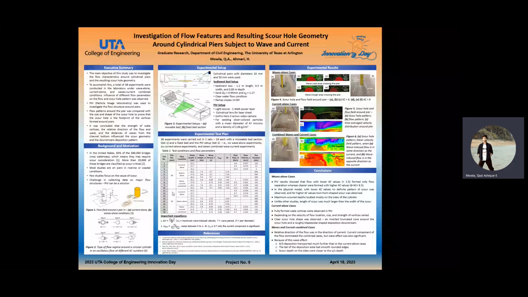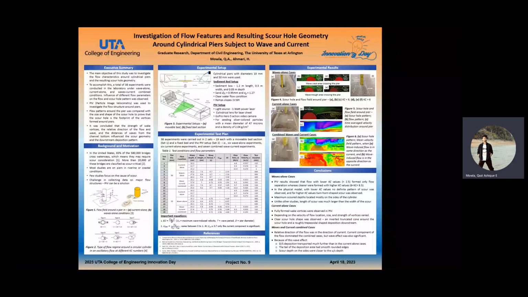geometry. As we can see here, there are more than 20,000 bridges, which means one out of 34 bridges in the US are classified as scour critical. That's why there is a lot of research on scour. Characteristics of this scour are different under different flow conditions.